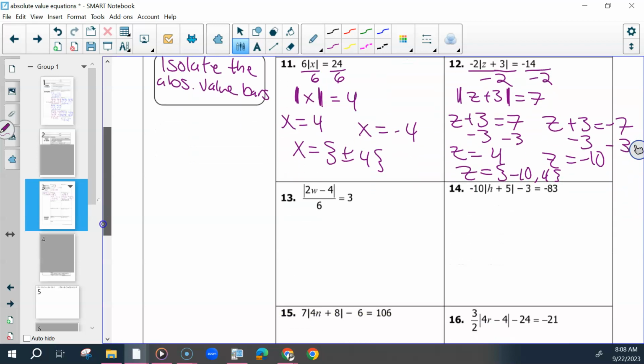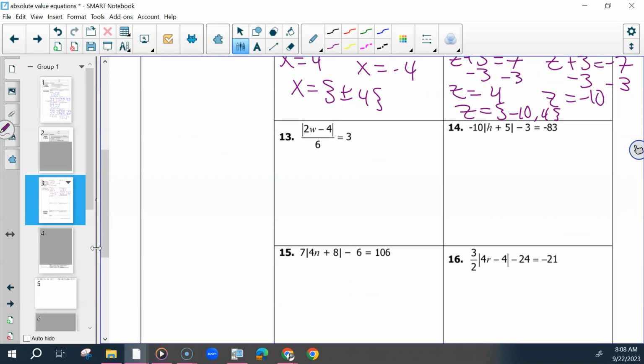Let's try 13. What would be our first step? Multiply both sides by 6. So number 12 was 4 and negative 10, right? Negative 10 and 4, yes. Okay. What was our next step? Minus 1. We are going to do that. Drop the absolute value bars and do what? Well, plus.